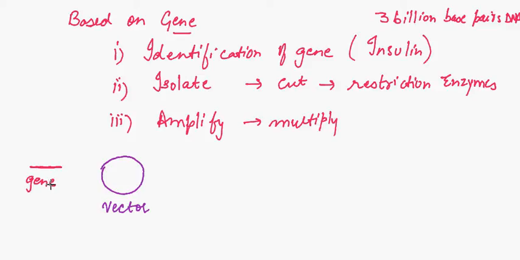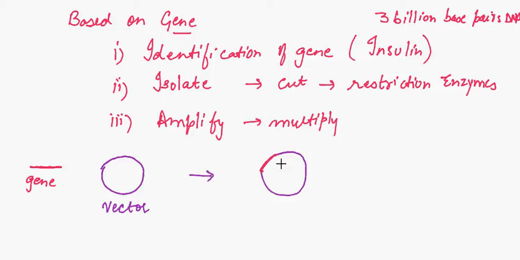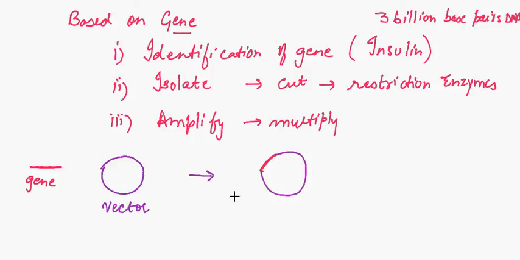So the gene of our interest is to be inserted in the vector first. So this is how we have inserted our gene in the vector. Now there are different kinds of vectors available. The most commonly used vector is plasmid. This is extra chromosomal DNA from bacteria. So this is the vector which is used commonly.